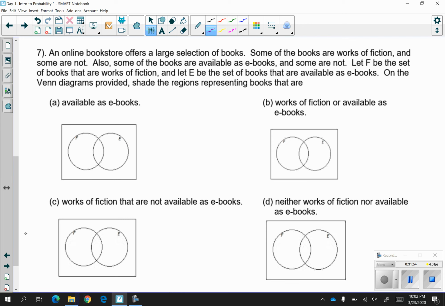Pause the video and take some time to read this question. So here we're talking about fiction books and ebooks. For part A, you only want ebooks. So you're going to go to E and shade in everything. For part B, we're talking about fiction or ebooks. So or means you shade in everything within the circles. F, E, and the overlap.